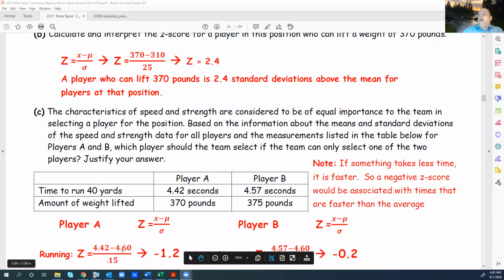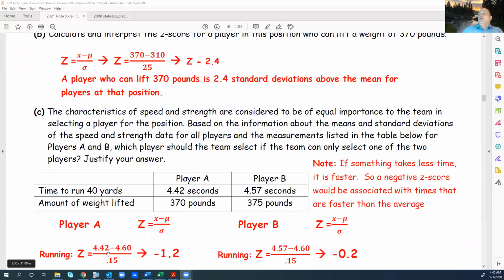So we know that the average speed was 4.6 with a standard deviation of 0.15. I should back up for just a moment. So we have running and we have speed. So we have speed and we have lifting, and we have two players. That means we're going to have to do z-scores for both players: our speed for both players, and lifting for both players.